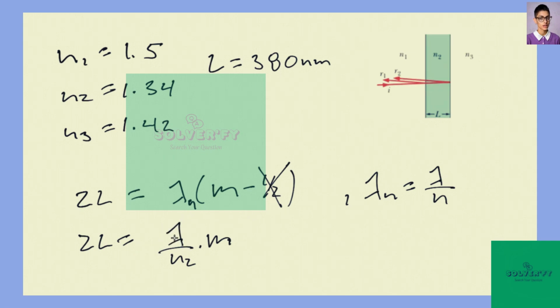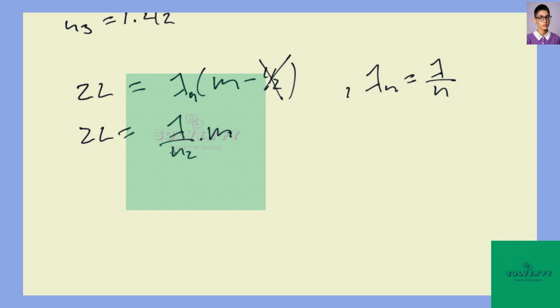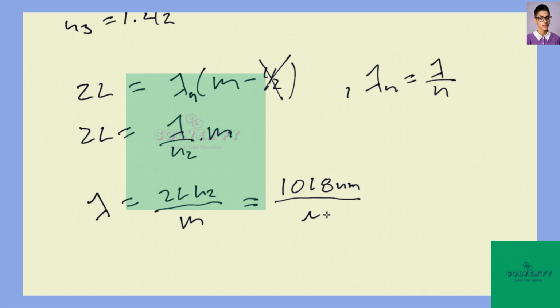So now we have to solve for lambda and find which lambda is in the visible spectrum. That's going to correspond to some value of m. Solving for lambda, I'm just going to bring everything that's not lambda over to the other side. So we're going to have that lambda equals 2L times N2 over m. And if we plug the numbers in that we were given, this turns out to be 1,018 nanometers divided by m.